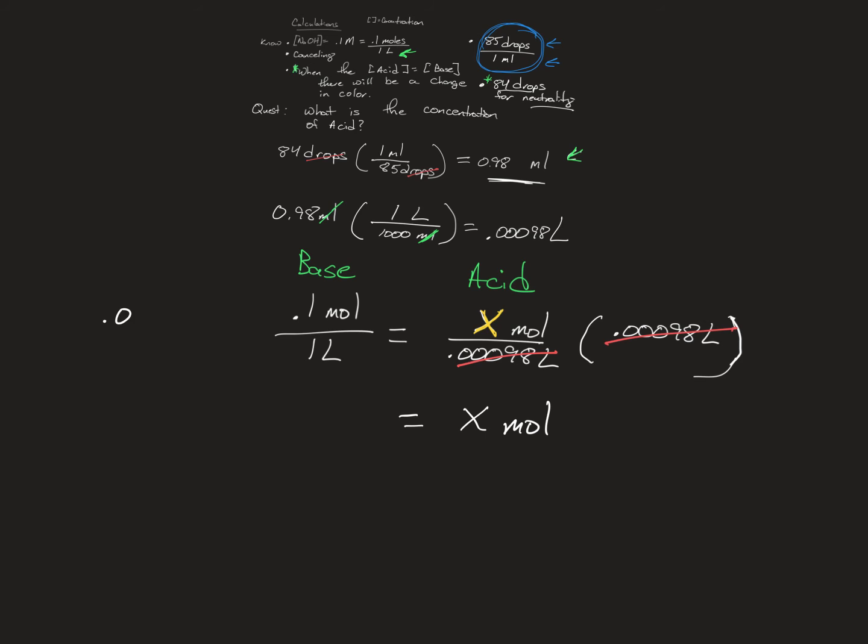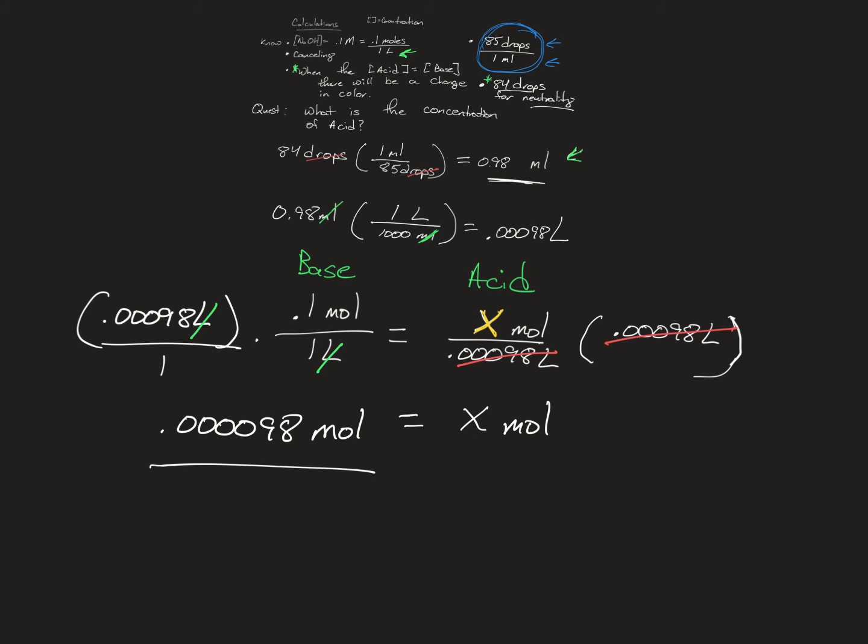So this is times 0.00098 liters. So now, what happens to liters here on this side? Of course, this is over 1. When you multiply these two, what happens to liters? Does it cancel out? They cancel out, right? The liters cancel out. So 0.0098 times 0.1 is 0.00098 moles equals X moles, right?